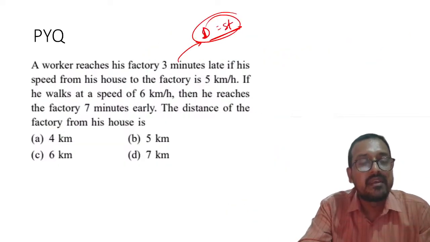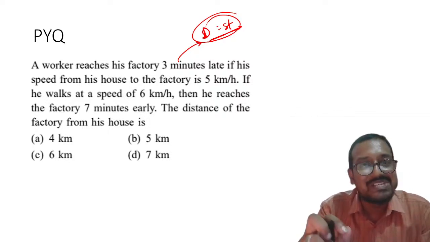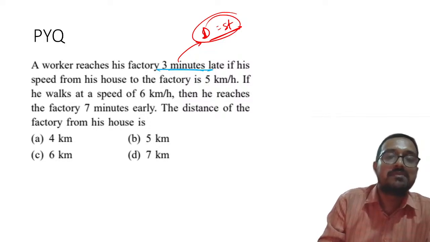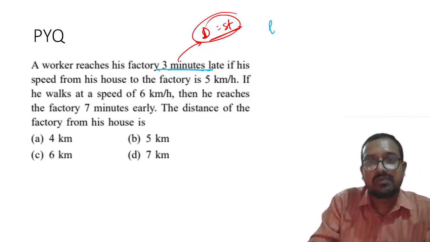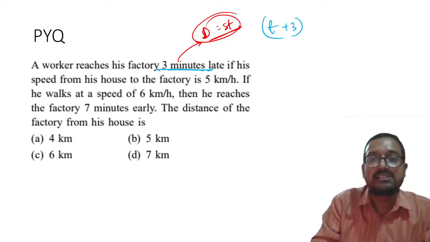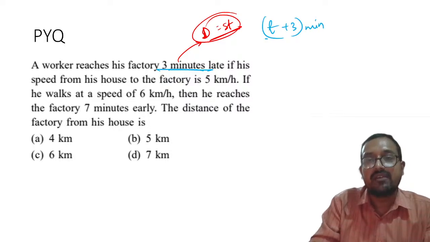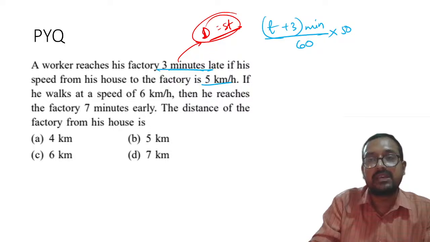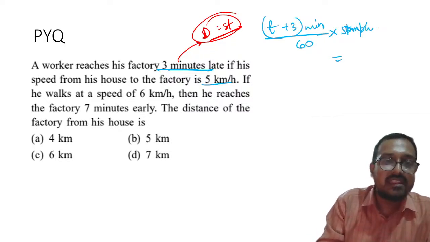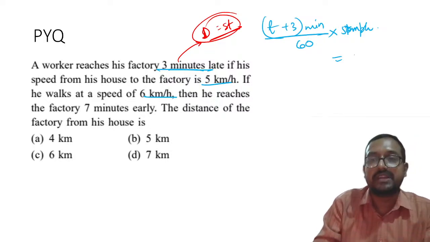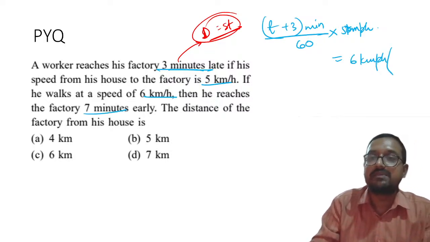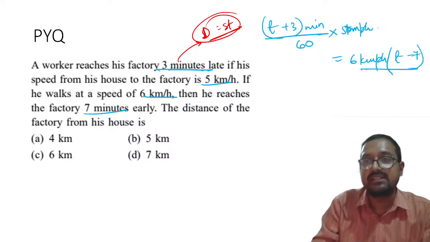Understood this thing? Now, my dear student, this is one of the questions which you should attempt. Worker is getting 3 minutes late. That means he is taking extra time. So this will become t plus 3 minutes, right? Obviously, we have to divide it by 60, multiplied by 5 kmph, right? Unit should be consistent. And then there is 6 kmph speed, and he will become 7 minutes early. That means t minus 7 will be there.